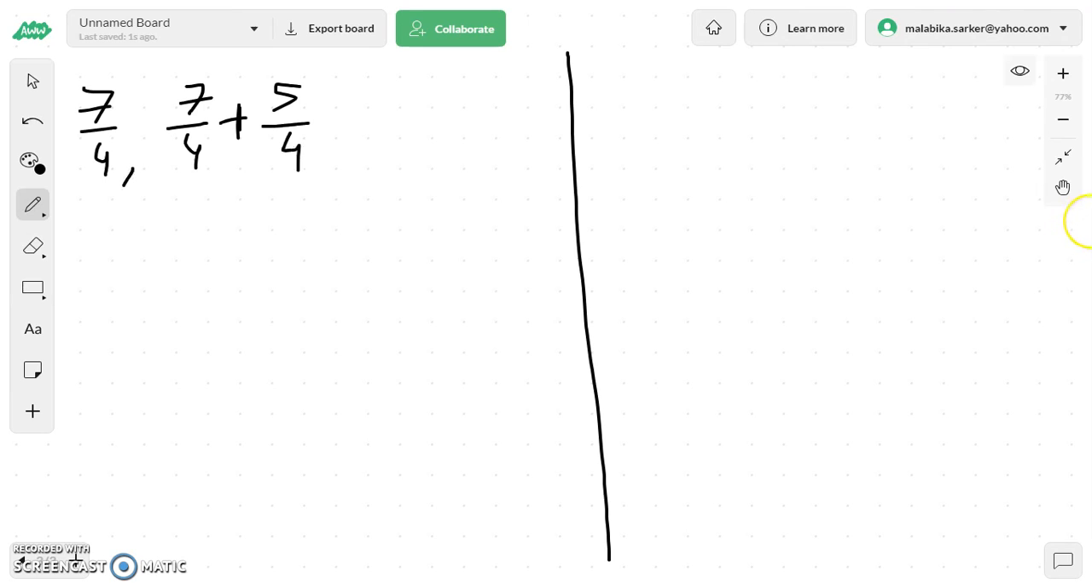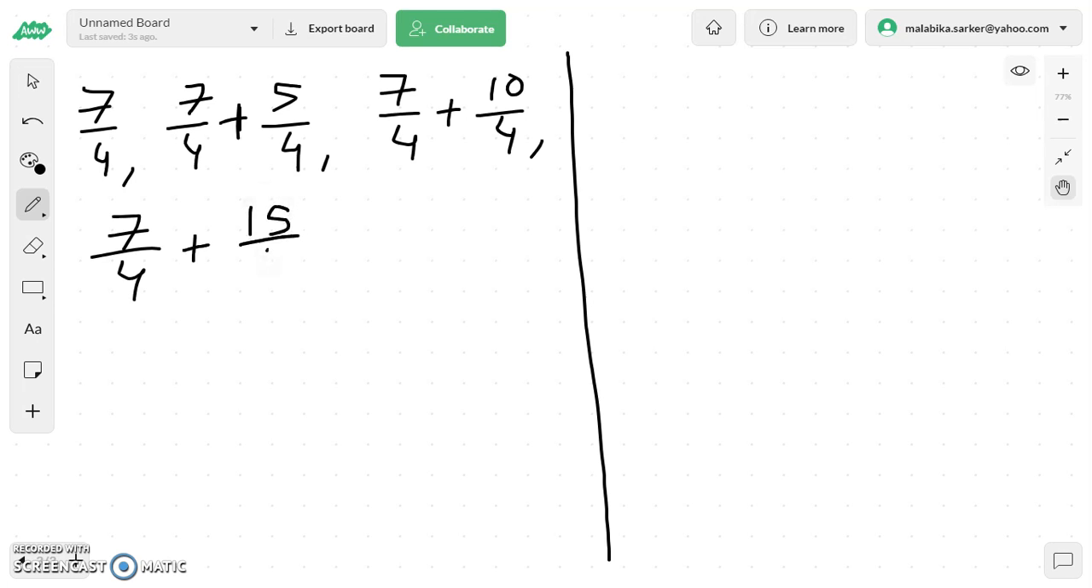And so this is the first term, this is the second term. What will be the third term? The third term will be 7 by 4 plus 2D. So 2 times 5 by 4 is 10 by 4. And the fourth term will be 7 by 4 plus 3D. What is 3D? 3 times 5 by 4 is 15 by 4.